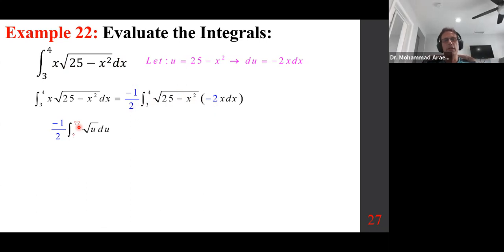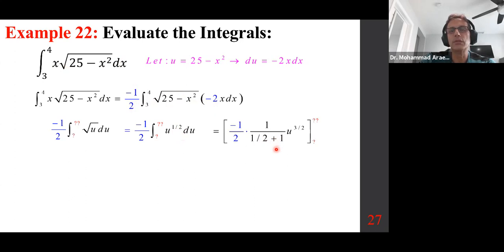I'm going to continue on that thought. And this is the simple integration of the power rule. In this case, 1 over 1/2 plus 1, u to the power of 1/2 plus 1. 1/2 plus 1 is 3/2. The reciprocal of that is 2/3.